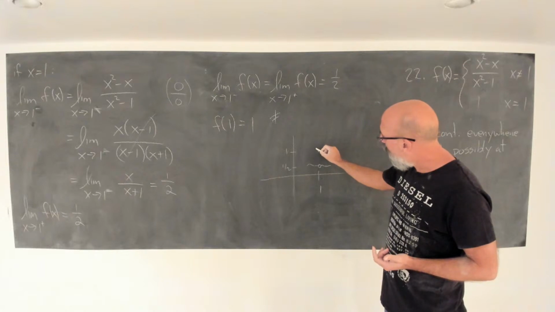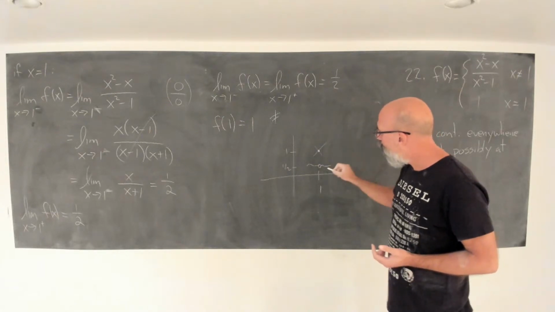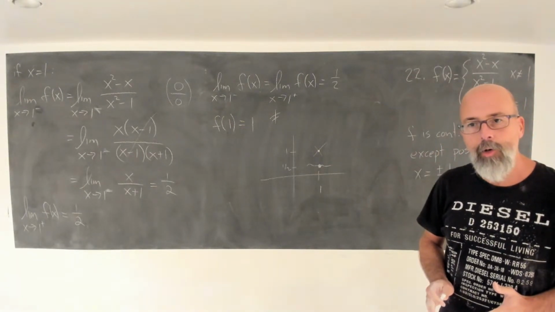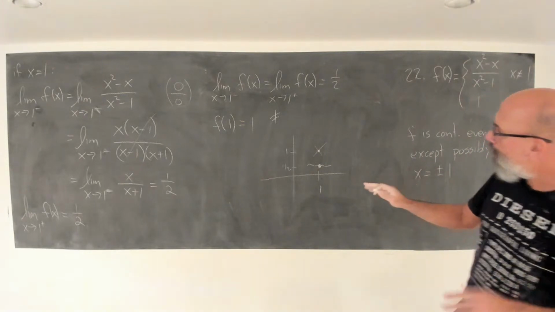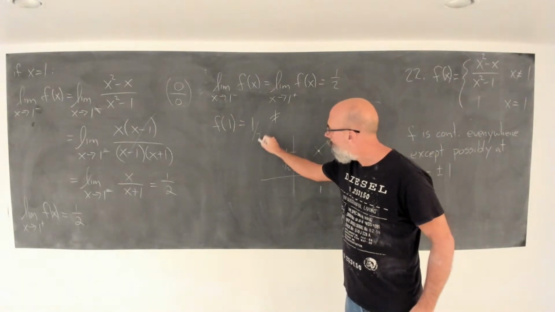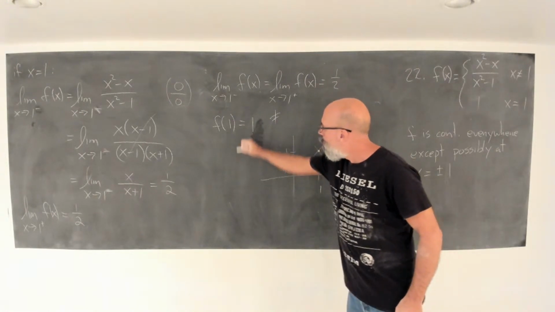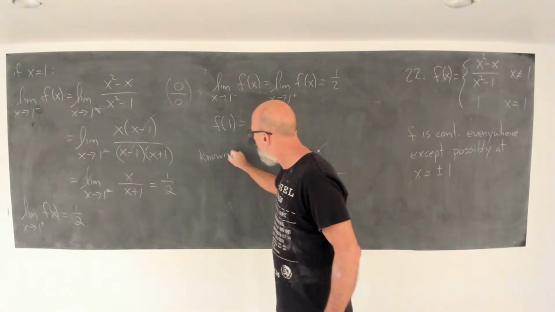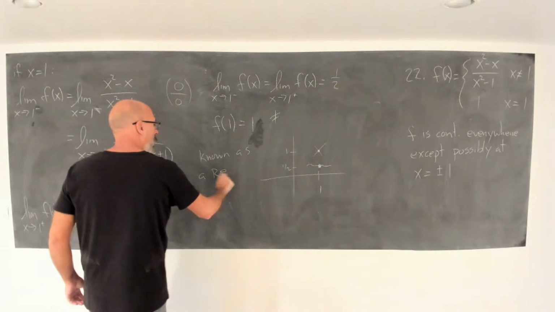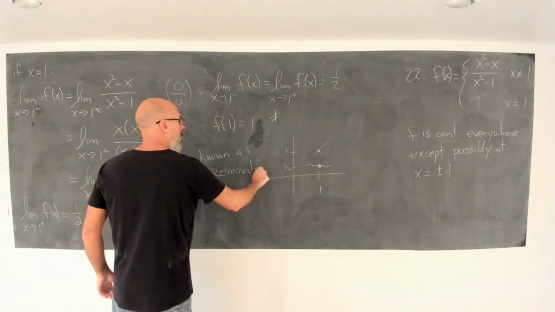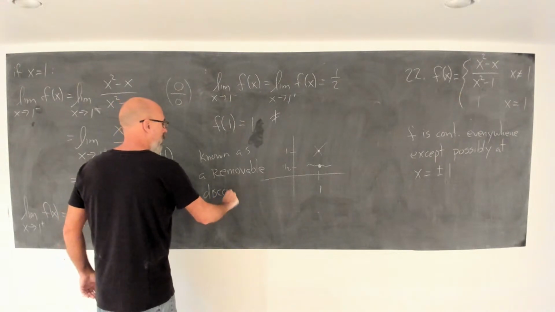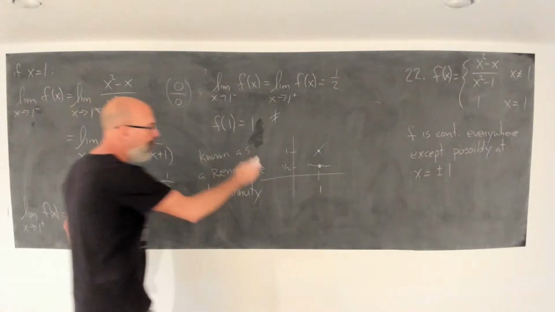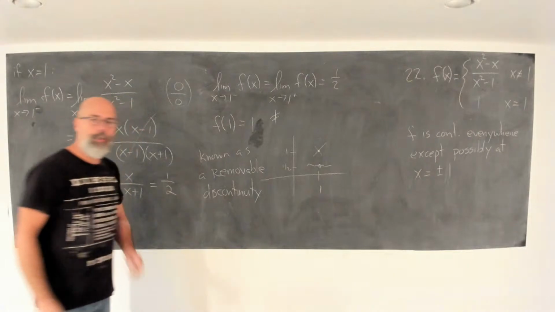The idea being that if you were to redefine your function just at one point, you could make it continuous, right? So by changing your function just at this one point, your new function would be continuous. This is known as a removable discontinuity. You can remove the discontinuity by just redefining the function at one single point.